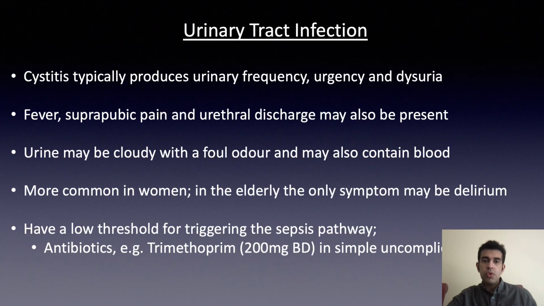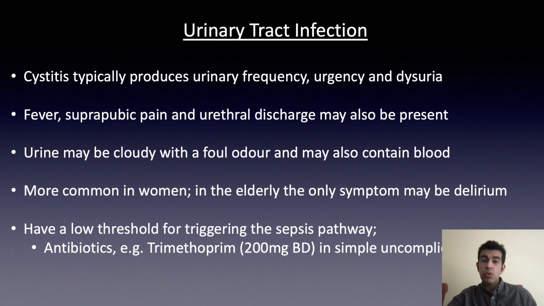So with the urinary tract infection, typically cystitis will increase urinary frequency, urgency, and there will be pain when you pass urine as well. The patient may present to you with fever, suprapubic pain, and urethral discharge as well. Obviously, if it's a urinary tract infection, the urine may be more cloudy, and the patient may describe more of a foul odour, and sometimes we can see macroscopic hematuria, but sometimes microscopic, non-visible hematuria may be present as well.